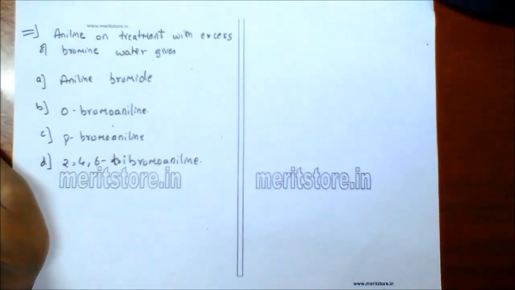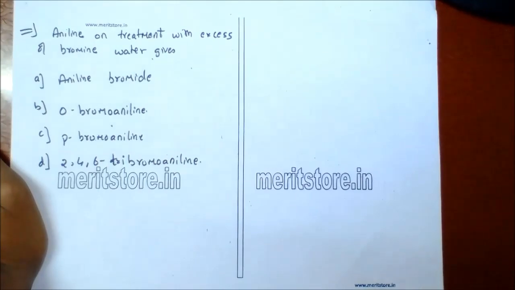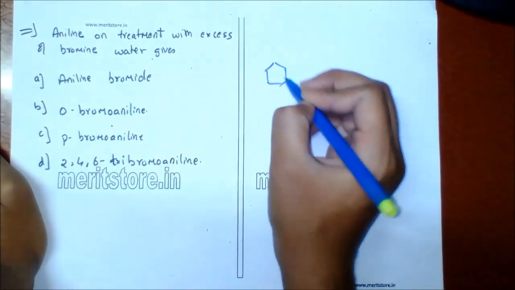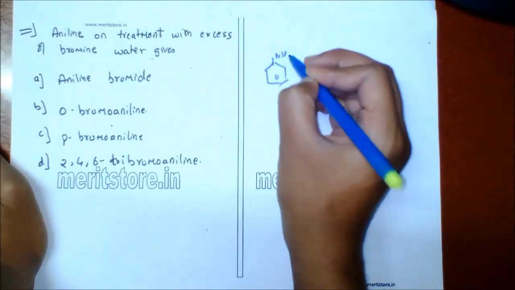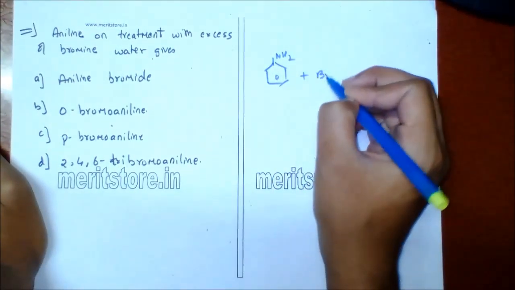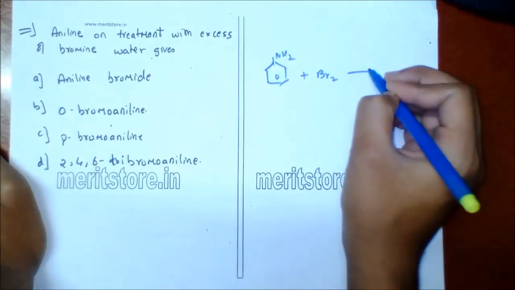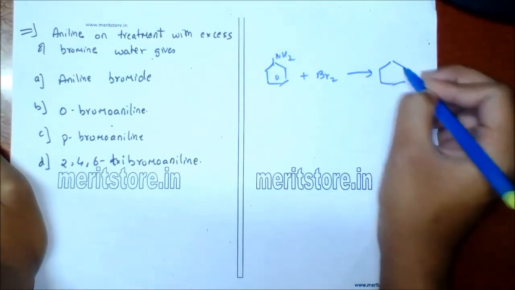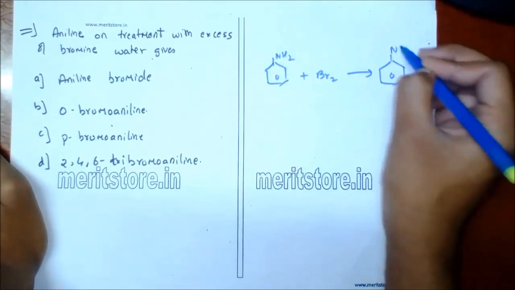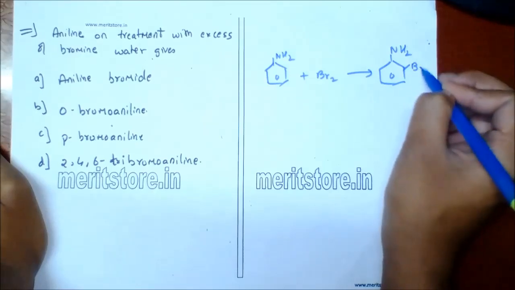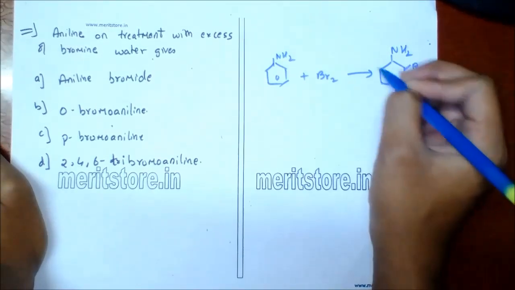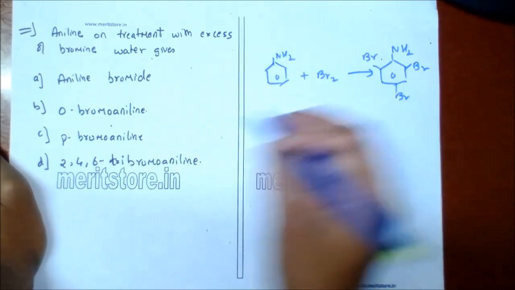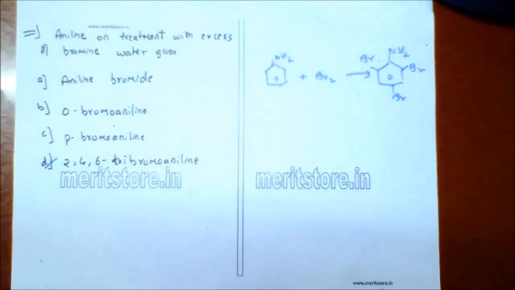Aniline on treatment with excess of bromine water gives. So when aniline reacts with bromine water in excess, it gives 2,4,6-tribromoaniline. So option D is the correct answer.